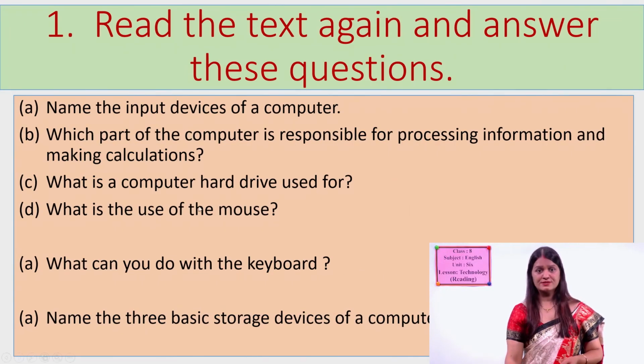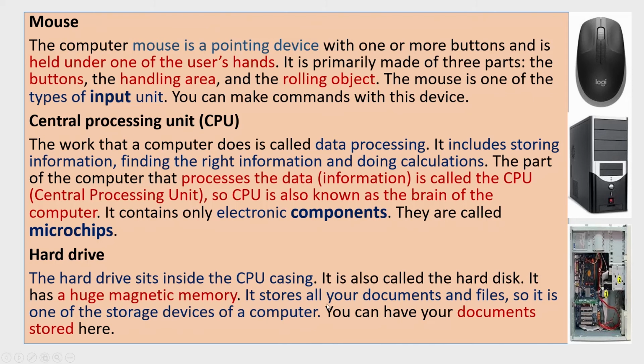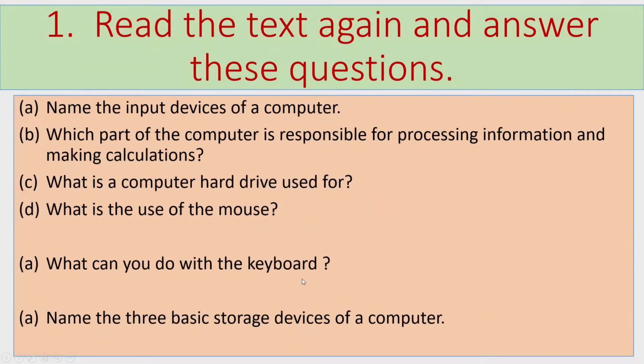Just like you can see here, what is a computer hard drive used for? Computer hard drive is used for storing. You can see here. It stores all your documents and files. For what we use? We use to store all our documents and files. In this way we can find the answers in the paragraphs. So we have to go through a little bit faster, not one by one word, but try to do a little bit faster and then find the answers.